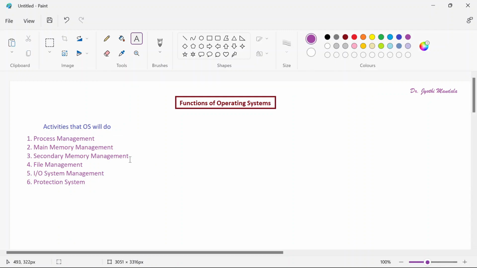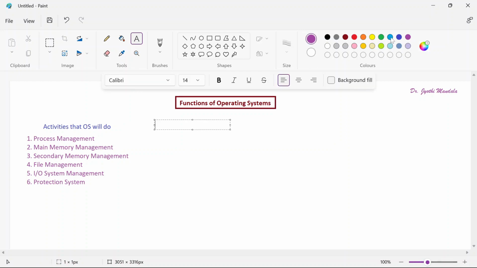We'll start with the first one, that is process management. So I want you all to keep this heading: the first one is process management. Now what is process management? What is a process? A process is nothing but a program in execution.